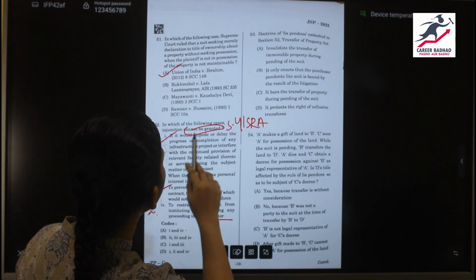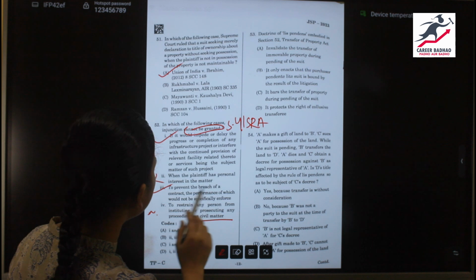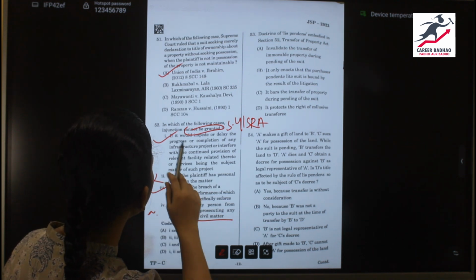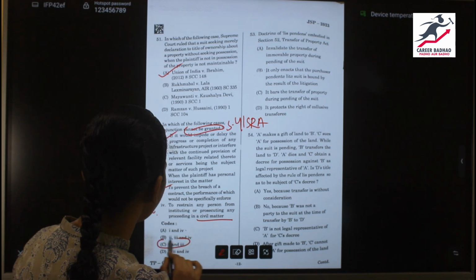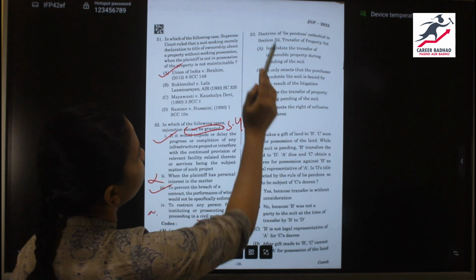Oh, here what it is, cannot be granted. So cannot be granted is there. So since cannot be granted is there, option 1 and option 3 will be the correct answer. That is option number C. Let's move to question number 53.